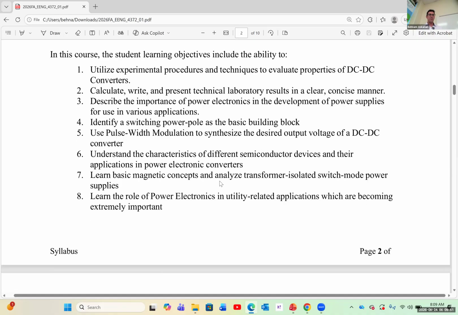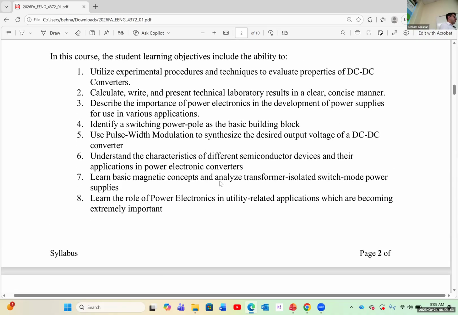Our main goal here, we would start with DC-DC analysis, then we go to DC to AC, AC to DC, and AC to AC analysis. We would study choppers. We would study buck and boost converters. We would study AC to AC converters and inverters and so on.